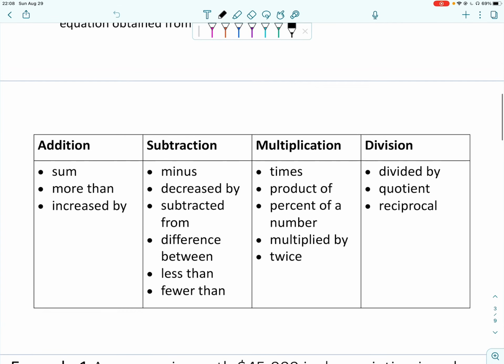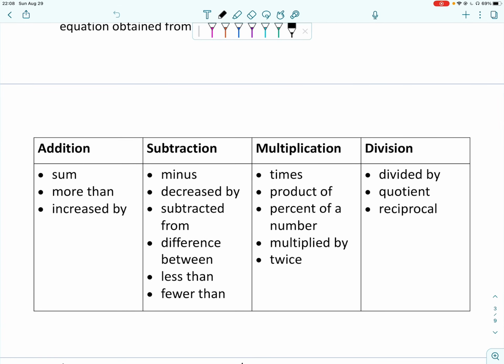And then here I have some helpful keywords that you can look for in the problems that'll help you figure out how to form the equation. So words that mean addition include sum, more than, increased by. Words for subtraction are minus, decreased by, subtracted from, difference between, less than, and fewer than. Multiplication can be indicated by times, product of, percent of a number, multiplied by, twice, and division is indicated by divided by, quotient, and reciprocal.